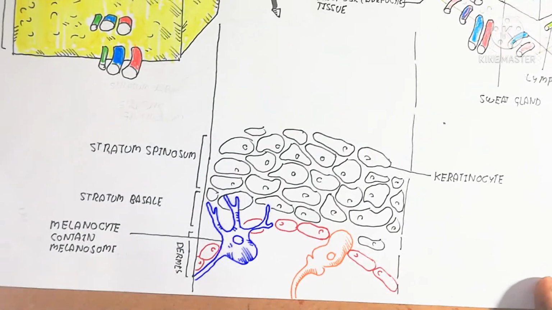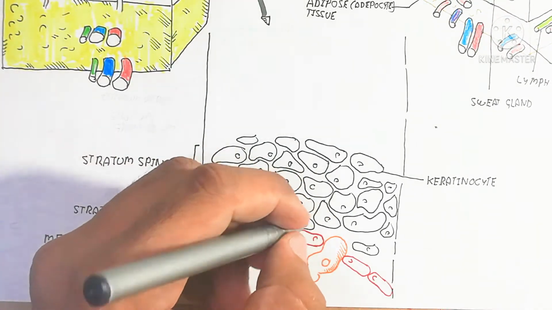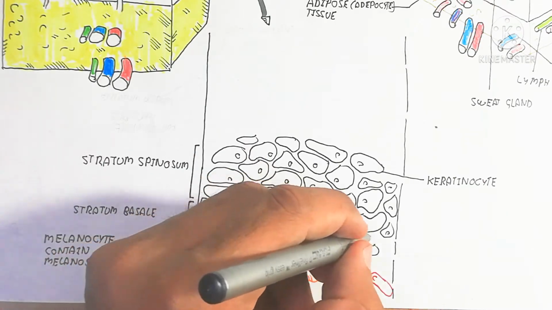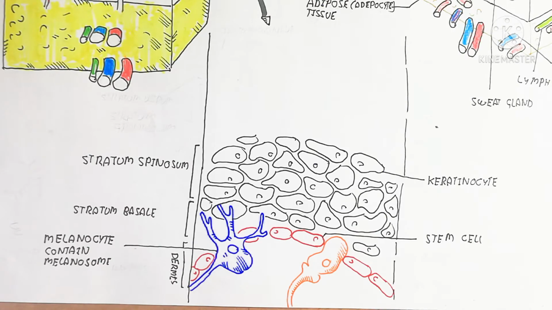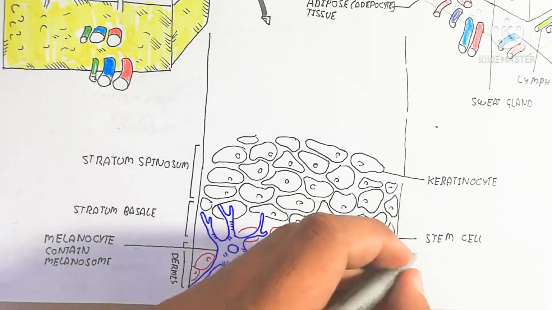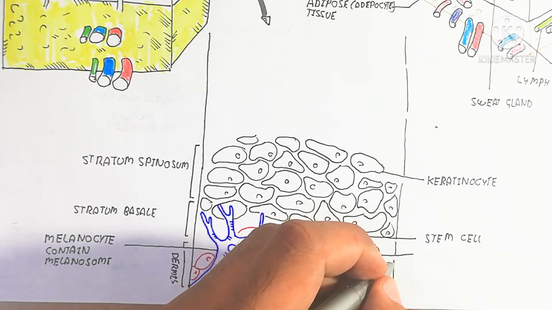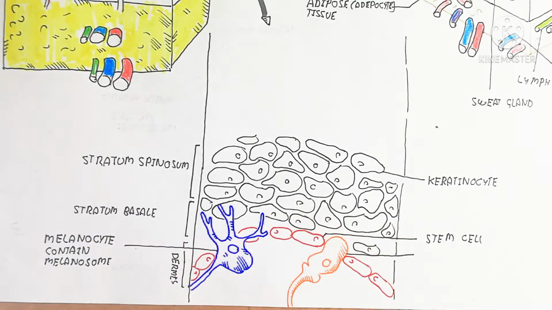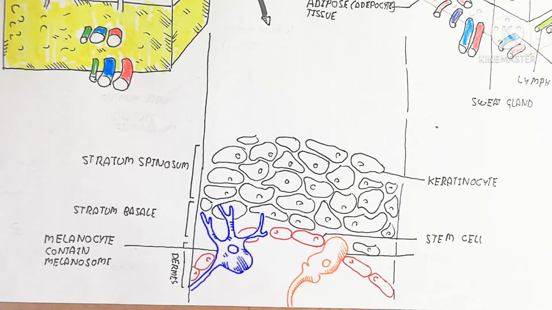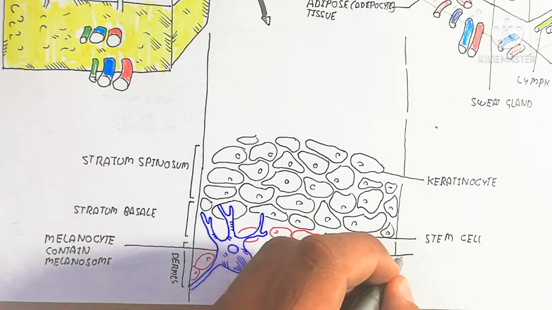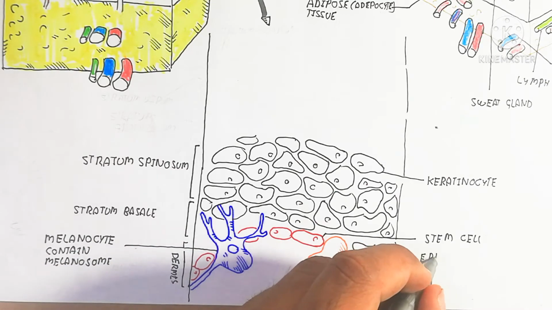And here is the stratum basale, and on the upper side is the stratum spinosum. The stratum spinosum contains keratinocytes. This keratinocyte is an important structure to produce prokeratinocytes. On the upper side is the stratum granulosum. The grain-like structures of the cell are known as lamellar granules. These lamellar granules are the mature cells of the keratin, so the keratin-containing mature cell.